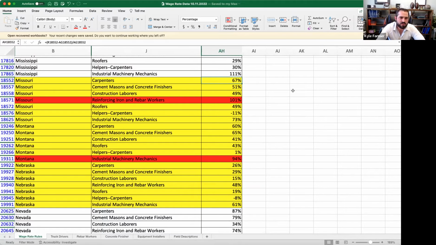Carpenters 67%, 51% for cement masons and concrete finishers, 101% for reinforced iron and rebar workers. Missouri was another one that I was actually particularly surprised about. And just so you know, if you ever see a negative percent, that means that they would assign the adverse effective wage rate.